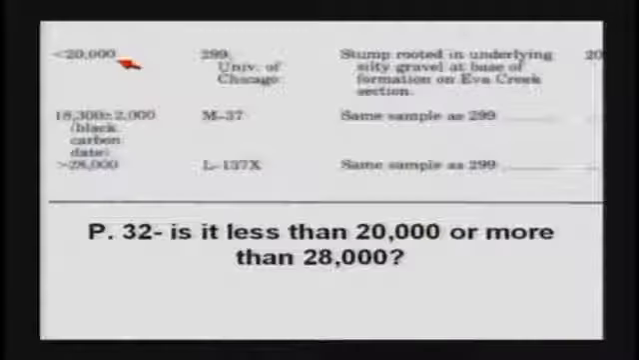Sample number 299 was less than 20,000 years old. That little caret means less than. Sample number L137X is greater than 28,000. We say, well, see, it's working good. This sample is less than 20,000. This other sample is greater than 28,000, until you find out it's the same sample as 299. How can a sample be less than 20 and greater than 28 at the same time? I taught algebra for a long time. I don't think you can do such a thing.